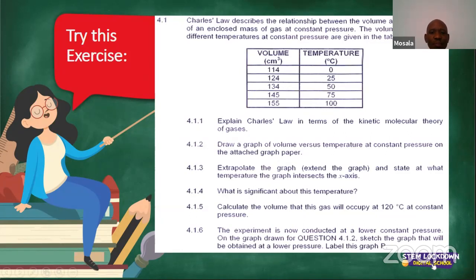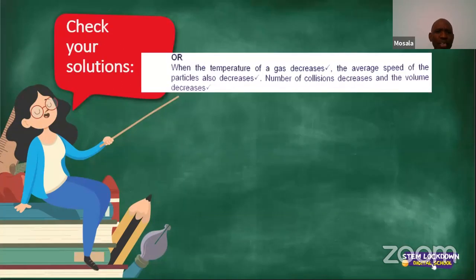And then 4.1.1 is: explain Charles' law in terms of the kinetic molecular theory of gases. So let's try to explain this. It will be: when the temperature of a gas decreases, the average speed of particles also decreases. That is, the number of collisions decreases and the volume also decreases. So now let's put it the other way around.